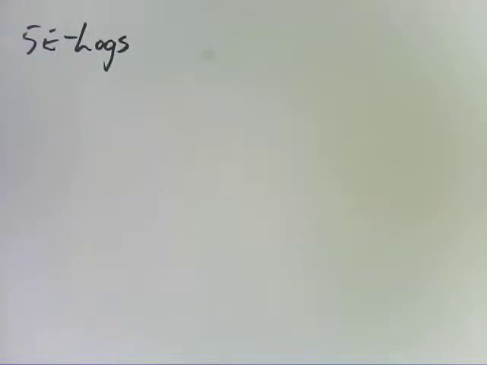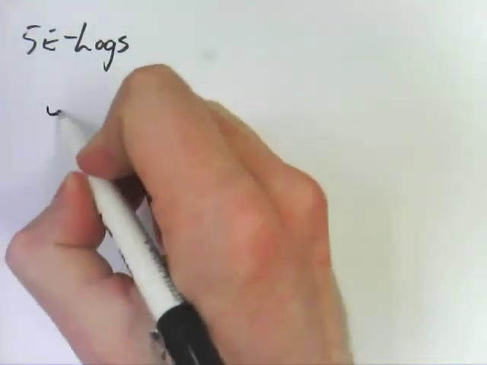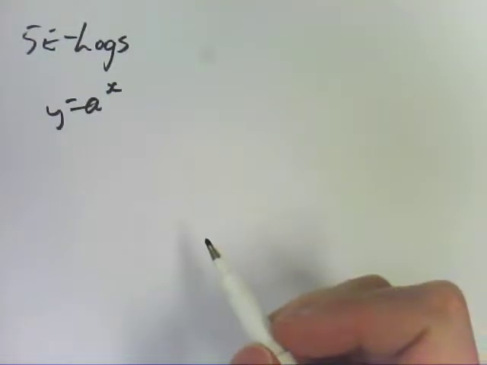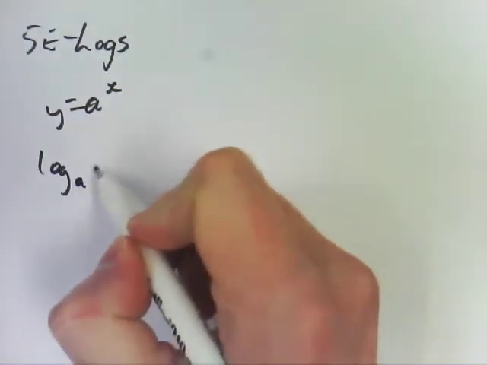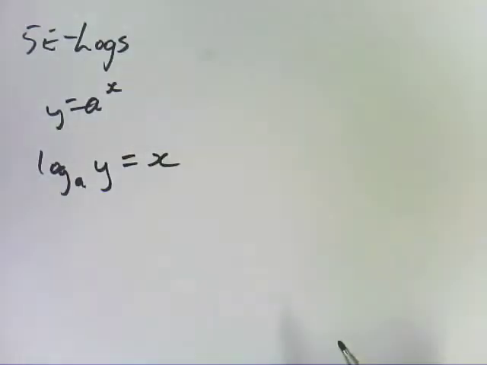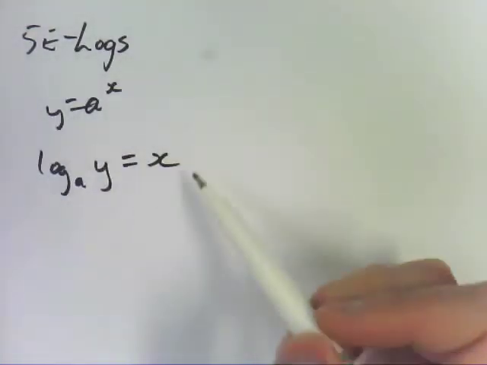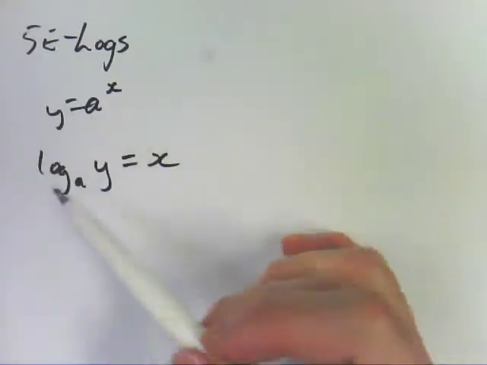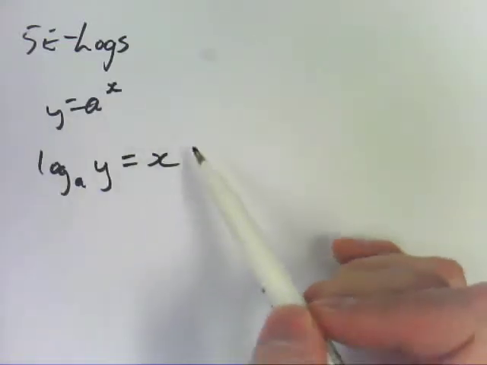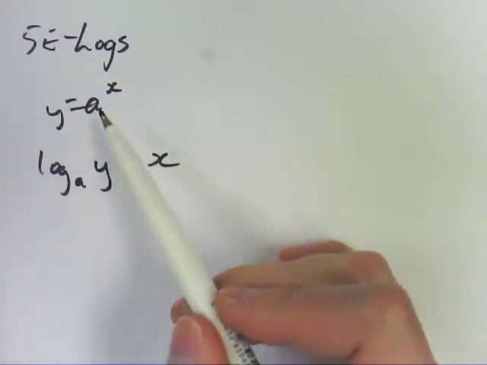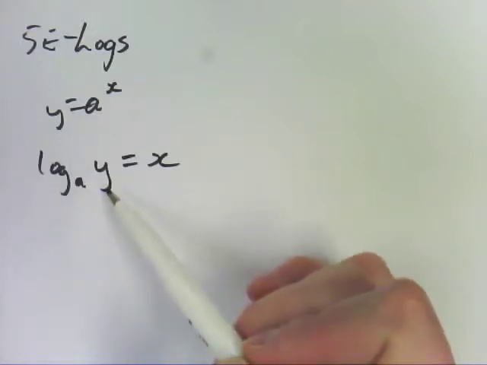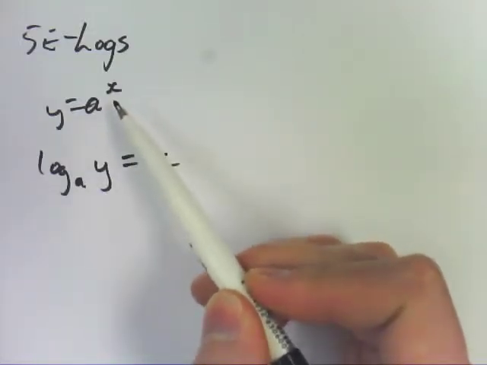Logs and exponentials are tied together. So we've been talking about exponentials, y equals a to the x. To reverse that, log a of y equals x. So they are tied together, and that's how they're tied together. You need to keep this in mind when you're messing around with this stuff. If you've got a to the x and you're trying to find x, you need to do log a of y to find that value, which makes sense.